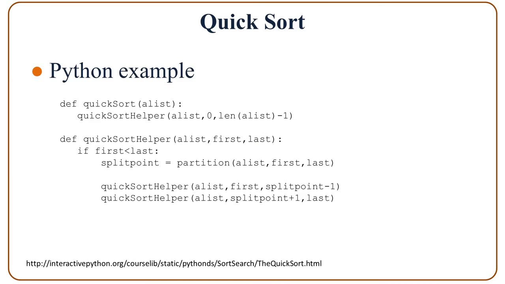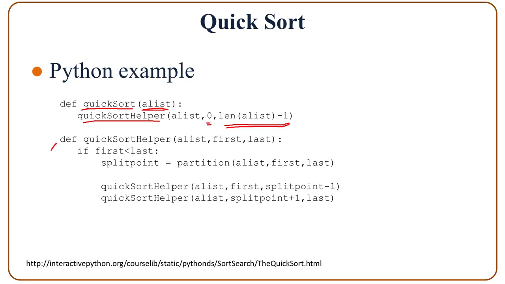Now let's look at the code. The main function is quicksort, which takes an array, namely a list. And then we call to another function, namely quicksort helper. The first call takes 0, which is the first element, and length of a list minus 1, which is the last element in the list.